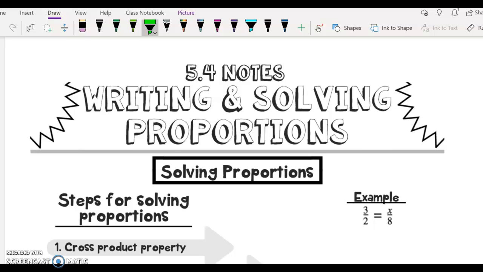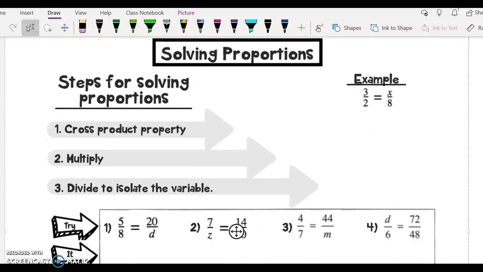Safeguarding 5.4 notes. This is writing and solving proportions. So after watching this video, we should know how to write and solve proportions. When solving proportions, there's a few steps that we need to follow.